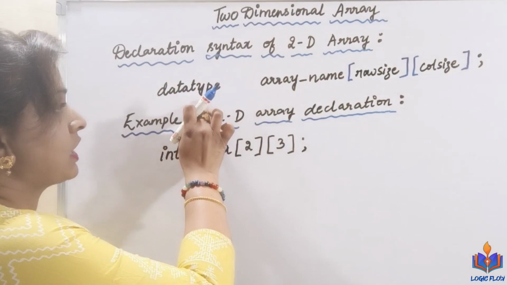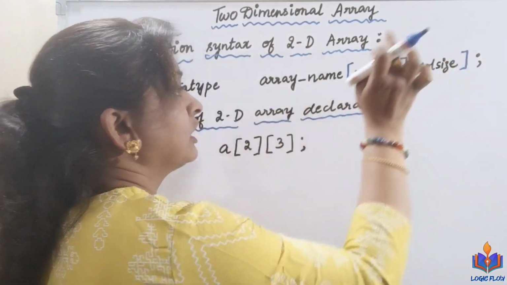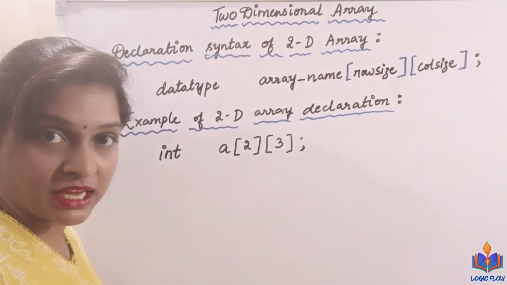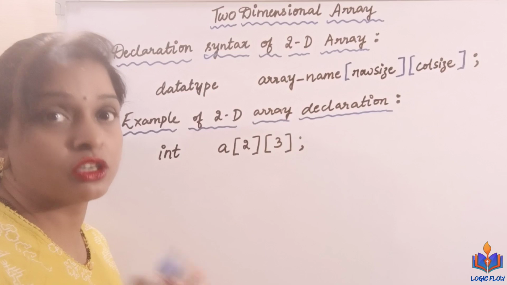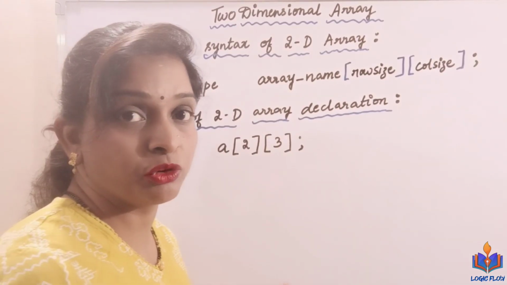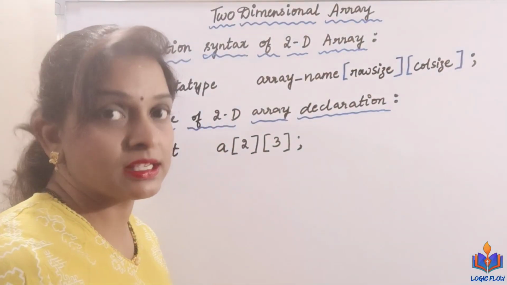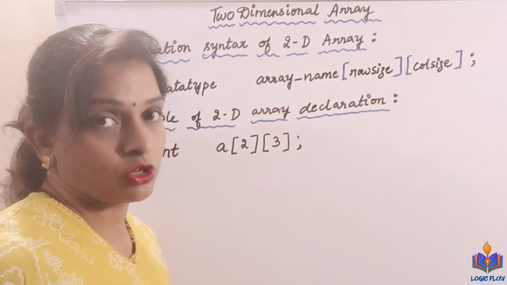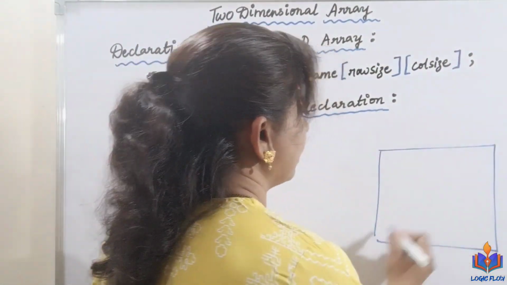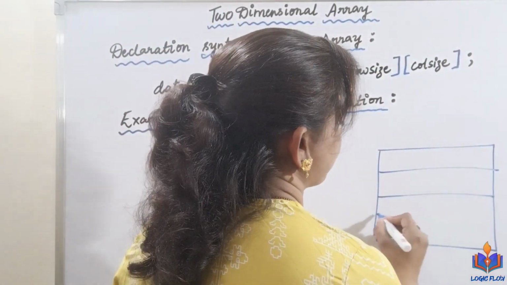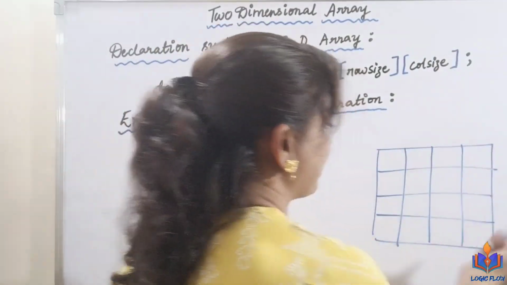So it is the data type followed by the array name. Two dimensions we need to provide. The first dimension is always the row size and the second dimension is always the column size. So this you need to remember. This is the most important thing that you need to remember. The first dimension is always the row size and the second dimension is always the column size. So when we say we have the matrix format of data, we need to mention the number of rows and the number of columns. So how many rows do we have here?